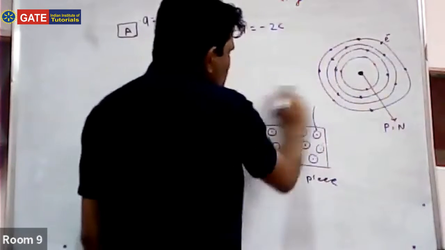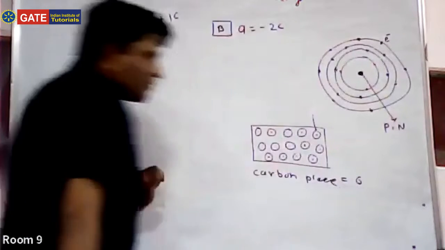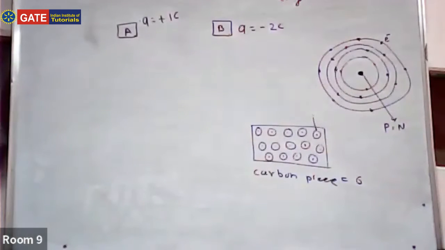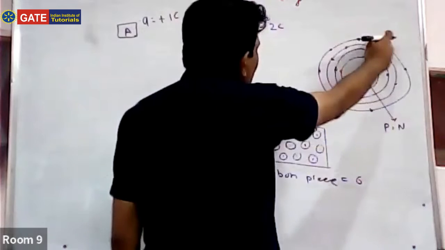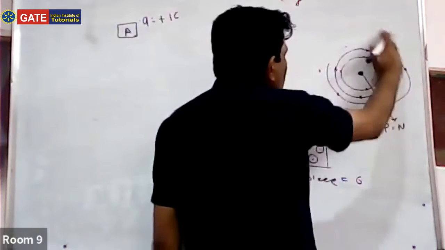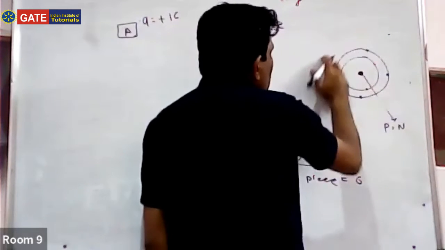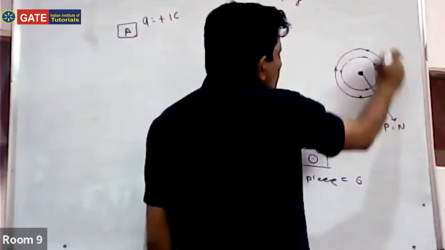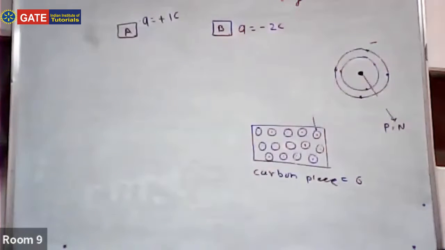So what do you mean by 6? Atomic number is 6 means the number of electrons is 6 here. So these are 6 electrons here. I want to draw this one. There are only 6 electrons. So 6 electrons means this is a negative atom, negative particle, right?